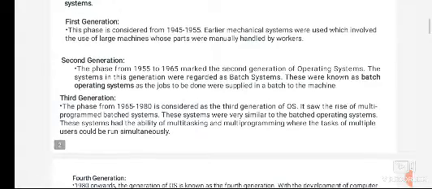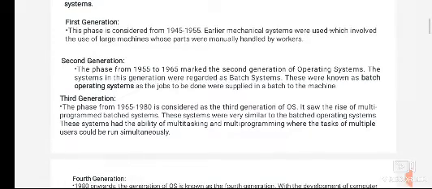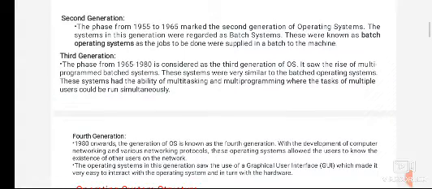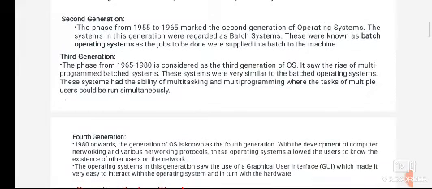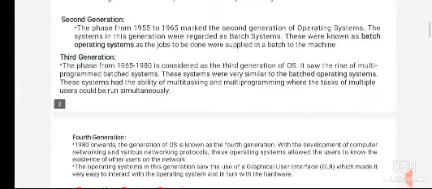The second generation, the phase from 1955 to 1965, marked the second generation of operating systems. The systems in this generation were recorded as batch systems. These were known as batch operating systems as the jobs to be done were supplied in batches to the machine. The third generation, from 1965 to 1980, is considered the third generation of OS. It saw the rise of multi-programmed batch systems. These systems were very similar to batch operating systems. They had the ability of multitasking and multi-programming, where the tasks of multiple users could be run simultaneously.